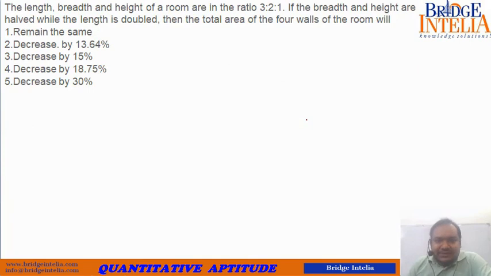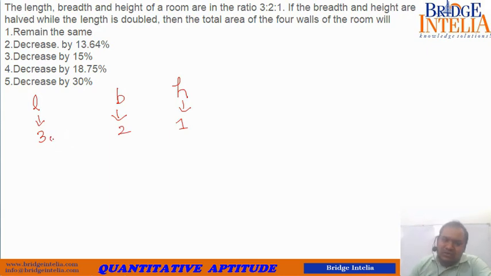The length, breadth and height of a room are in the ratio 3:2:1. So let's give them some values, 3, 2 and 1 units. I'm not saying it is centimeter or meter or decimeter, just some unit, so the ratio is maintained. If the breadth and height are halved while the length is doubled, then the total area of 4 walls of the room will remain what?